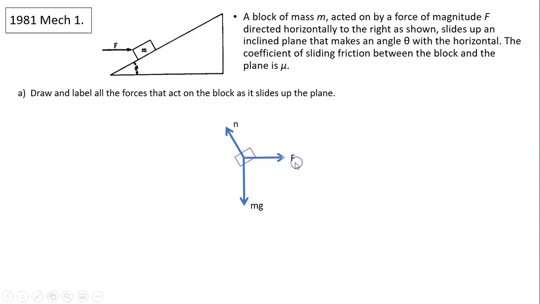Next, you'll have applied force F. Besides this force, there is also friction force that's directed down the plane. Friction force is always opposite of motion. Since the block is moving up the plane, friction force is opposite of that. That's why it's down the plane.